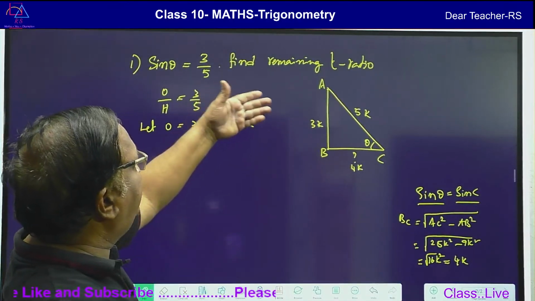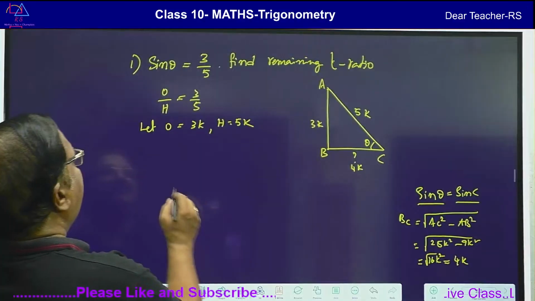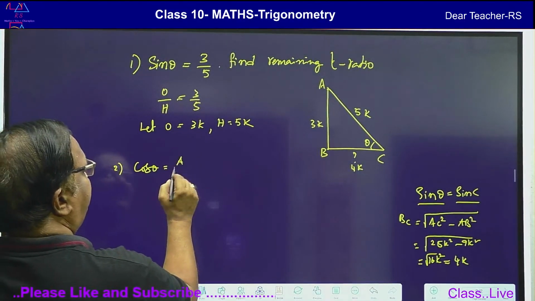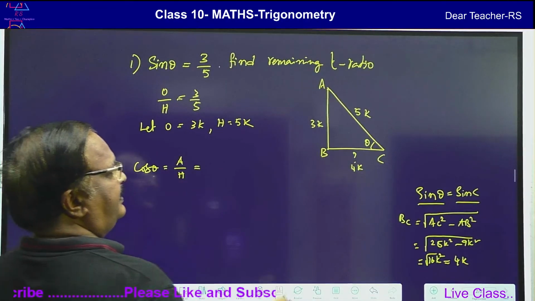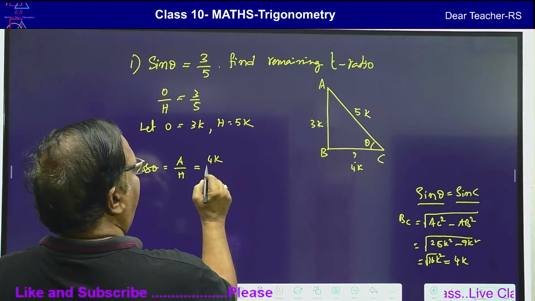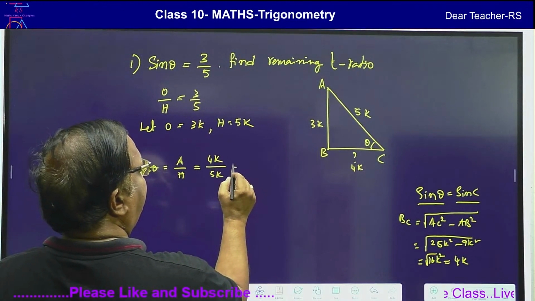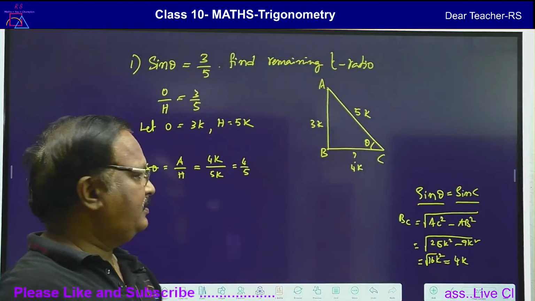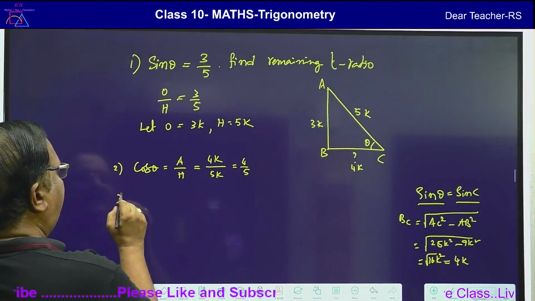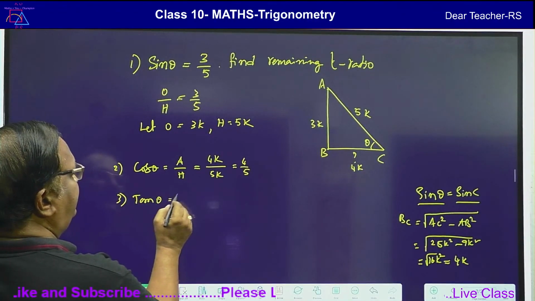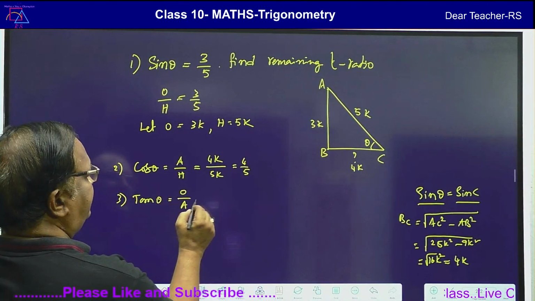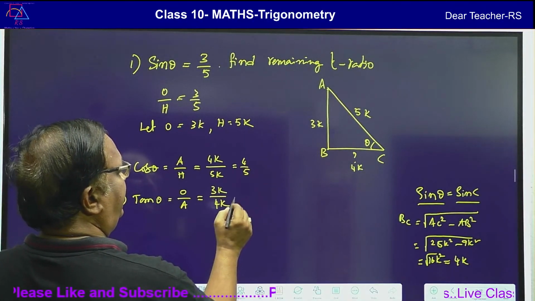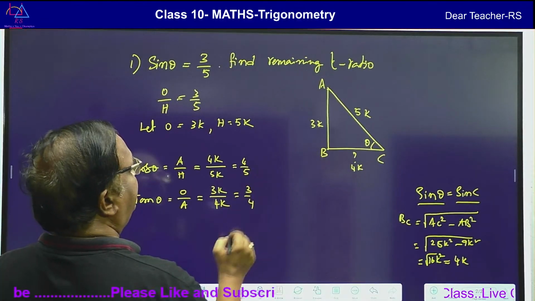Now you can find out all the trigonometric ratios. So the second ratio is cos theta. Cos theta is equal to adjacent by hypotenuse. Adjacent is 4k by hypotenuse 5k, which is equal to 4 upon 5. The k's will get cancelled; k is a constant. Third is tan theta. Tan theta is equal to opposite side by adjacent side. Opposite side is 3k and adjacent side is 4k. K will get cancelled, so 3 upon 4.